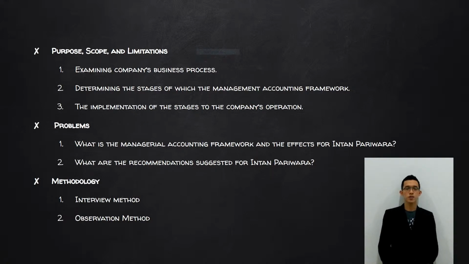There are two methodological research approaches that we conducted. The first one, we conducted an interview with Pak Edwin, from the financial department. So we went to the company's headquarters and met with him, and we asked a few questions. And the second, we also did some observations in the company on what they sell, on what they do, and so on.